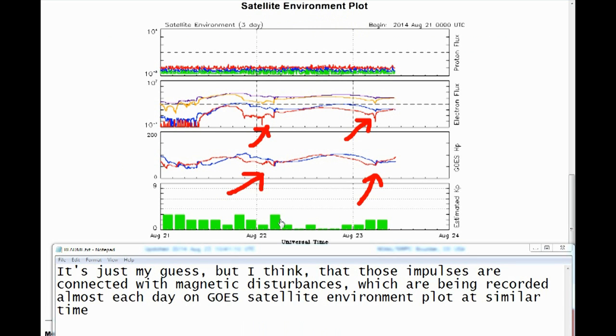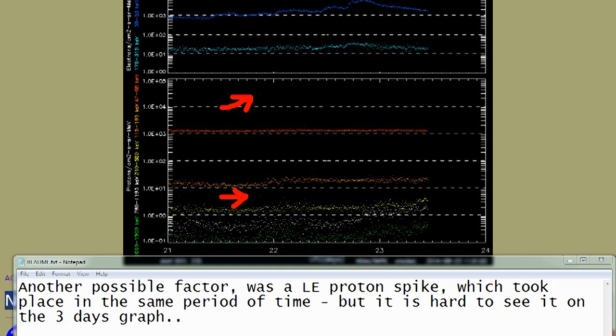It's just my guess, but I think that those impulses are connected with magnetic disturbances which are being recorded almost each day on GOES satellite environment plot at similar time. Another possible factor was a low energy proton spike which took place in the same period of time, but it is hard to see it on the 3 days graph.